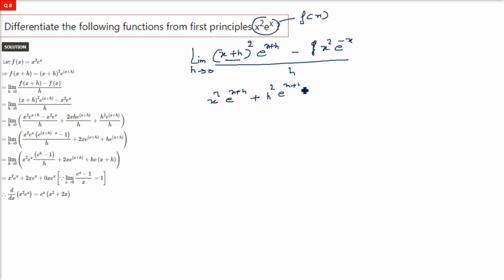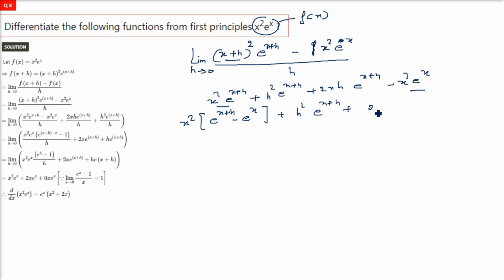So now let us open x plus h whole square: a square plus b square plus 2ab, x square plus h square plus 2xh. Multiply it with e to the power x plus h. Then we have minus x square e raised to the power x. Now let us take this x square term together: x square into e raised to the power x plus h minus e raised to the power x. Then we have h square e raised to the power x plus h. Then we have 2xh e raised to the power again x plus h.